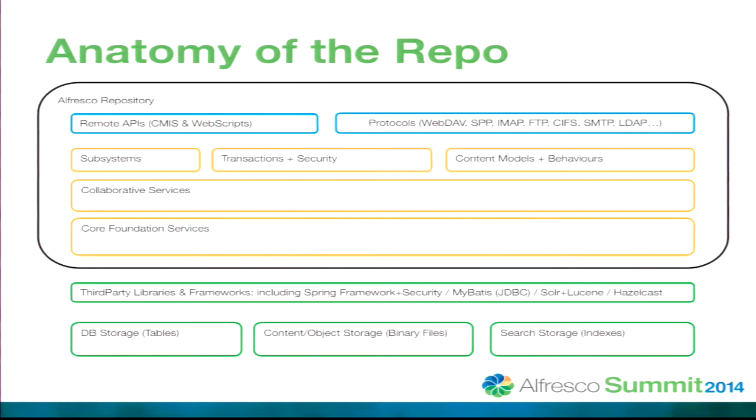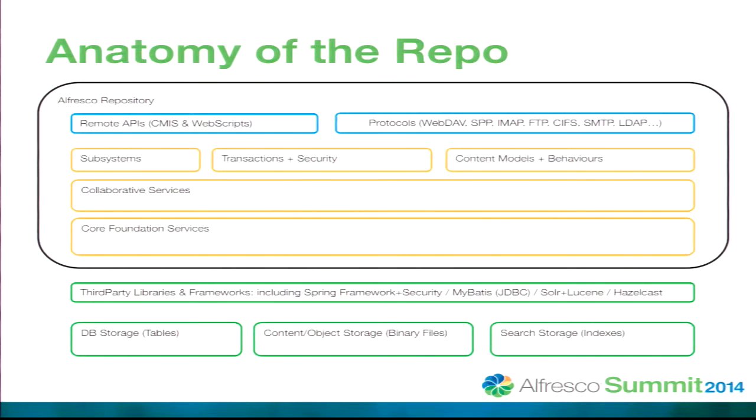I've thrown in some transactions and security, content models and behaviors. I won't spend any time really talking about modeling or behaviors today as we go down. And then the next two boxes are a little bit arbitrary, but they cover, and I'll show some more services in a minute, an overall term of collaborative services, which might be things like the activities, the social graph, the subscriptions for people following each other, discussion threads, commenting, that kind of thing. And then there's lower core foundation services that we'll get onto a bit further on.